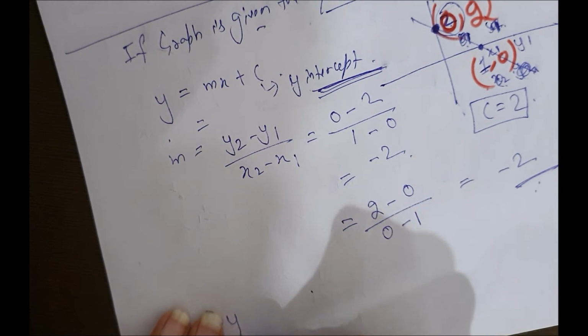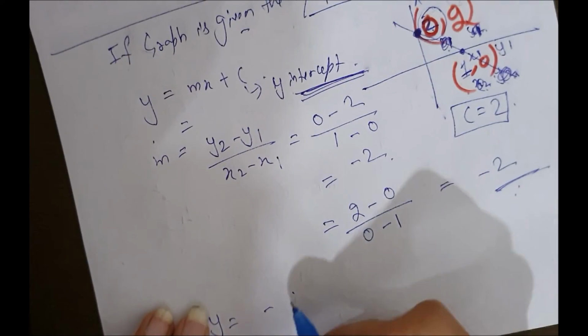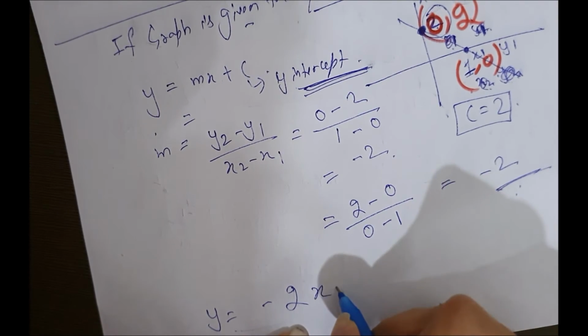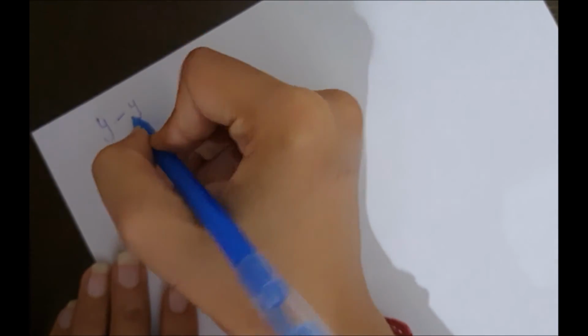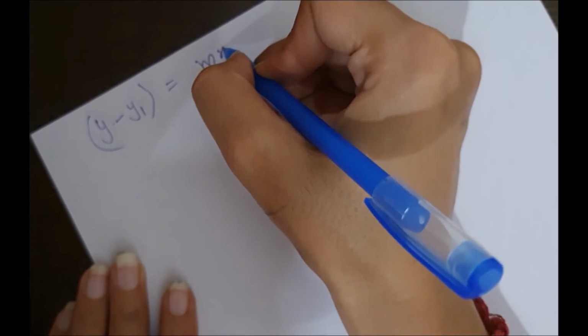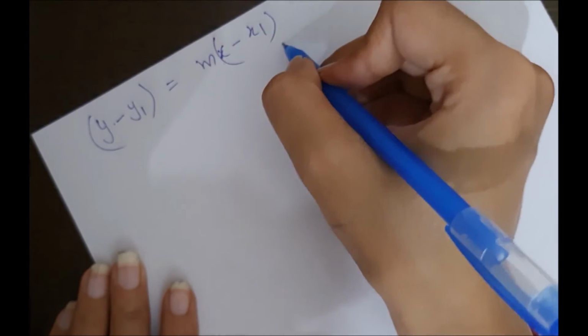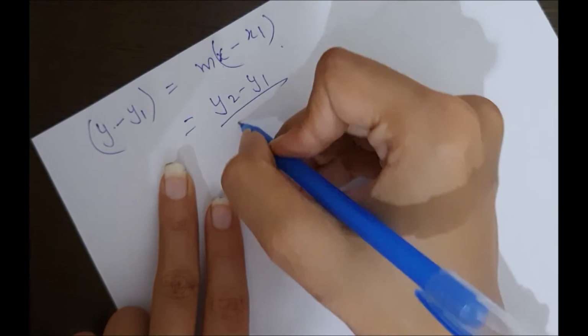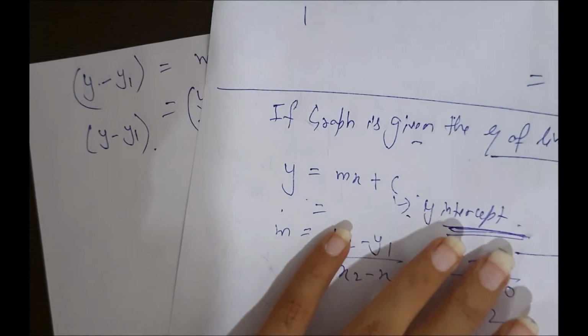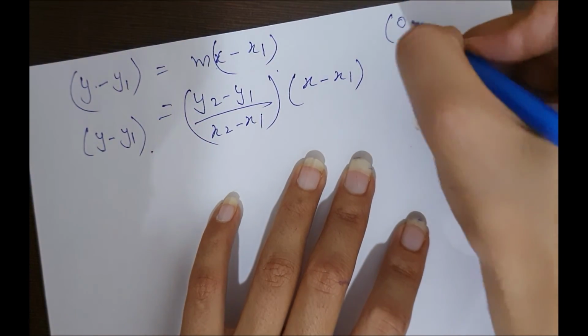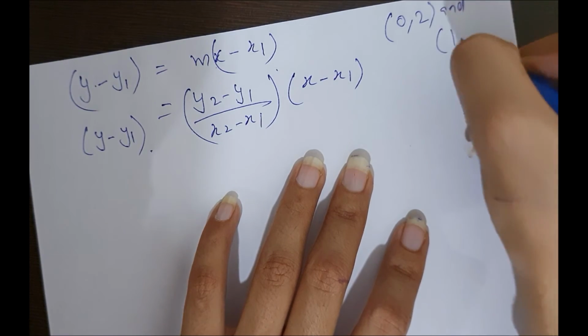Now you get the y-intercept and you get the slope of the line. From here you can get the equation of the line. The equation of the line in this case comes out to be y equals minus 2x plus c, where c is 2. And this is also an equation of a line, that is y minus y1 is equal to m times (x minus x1). The slope of the line is similar. This is also the equation of a line if we get 2 points, as in this case we get 2 points, 0 2 and 1 0.